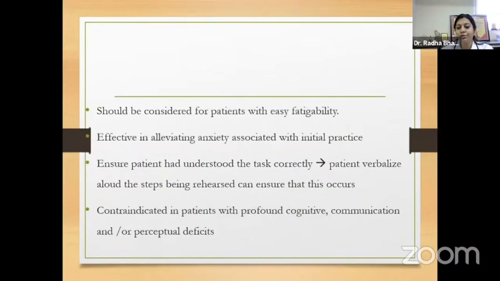You need to ensure that your patient has understood the task correctly. The patient verbalizes all the steps being rehearsed, and you can ensure that this occurs. And as I said, it is contraindicated for patients who have a high level of cognitive problems or communication or perceptual deficits. Here you cannot go with this particular type of strategy.